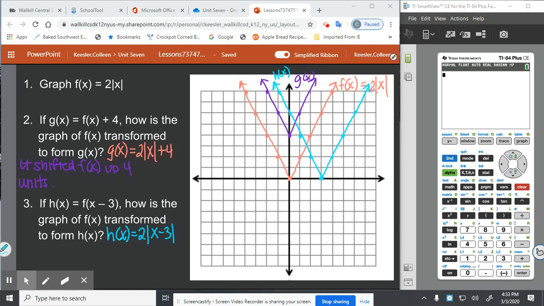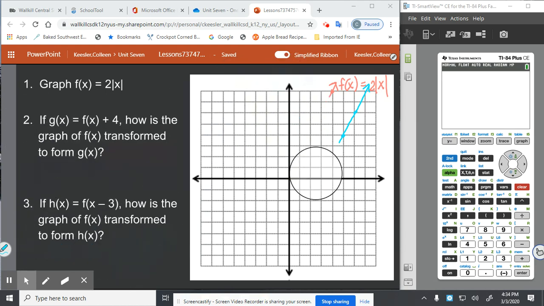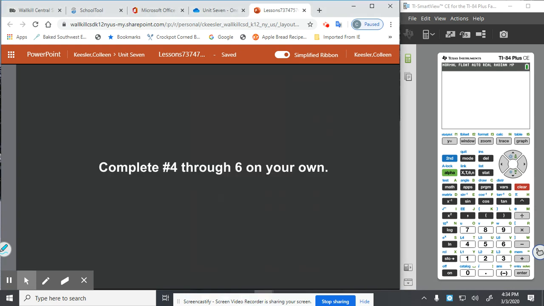And we can then say that it shifted f of x 3 units right. So hopefully this seems a little familiar because we did this very similarly when we were working with quadratic functions. All right, so you're going to complete 4 through 6 on your own and then pick up where we left off.